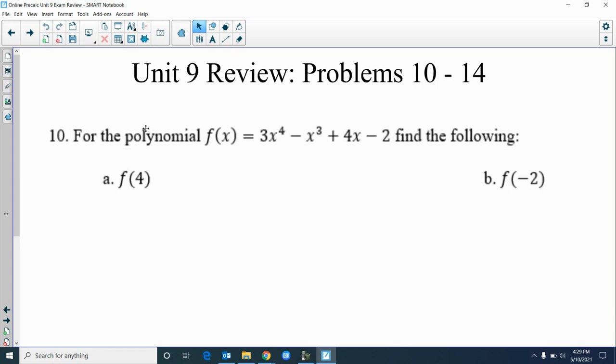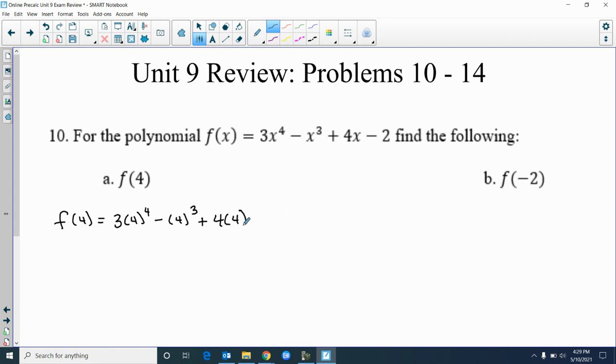All right, so for number 10, you got here for the polynomial f of x equals 3x to the fourth minus x cubed plus 4x minus 2. Find the following. F of 4. All that means is we're going to plug in 4 into the polynomial. So it's 3 times 4 to the fourth power minus 4 cubed plus 4 times 4 minus 2.